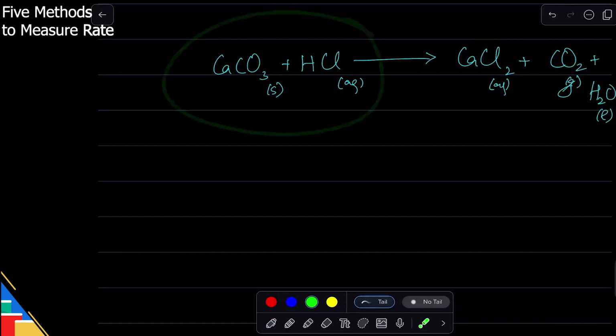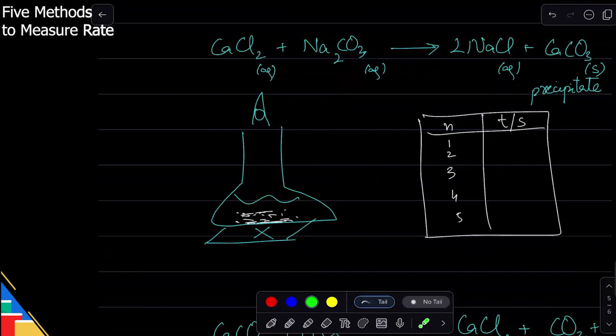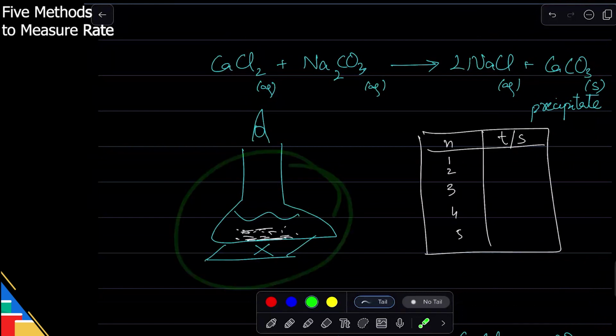Remember, things that disappear are always at the start of the reaction. Among the reactants, this is aqueous, this is colorless, this won't go away. But this is solid. It will disappear. It will dissolve. Is that easy to track? You saw here. It's not that easy to track.